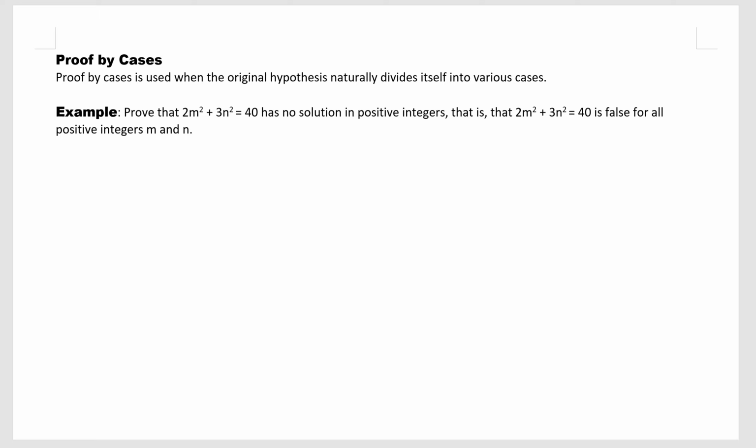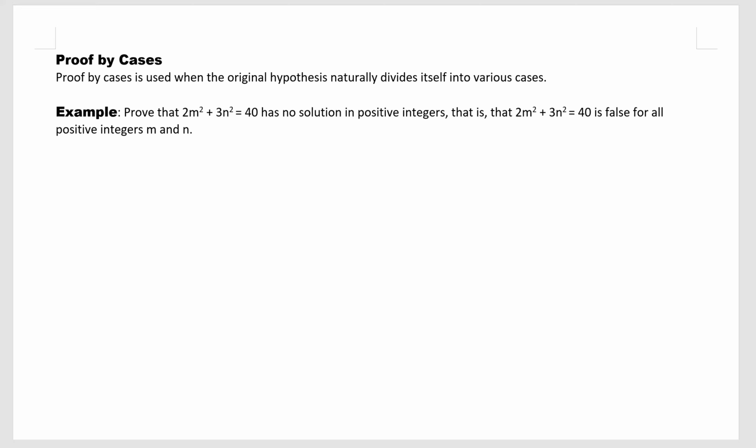Hi everyone, let's continue. The next topic is proof by cases. Proof by cases is used when the original hypothesis naturally divides itself into various cases. Here is an example. Prove that 2m squared plus 3n squared equals 40 has no solution in positive integers. That is, 2m squared plus 3n squared equals 40 is false for all positive integers m and n.